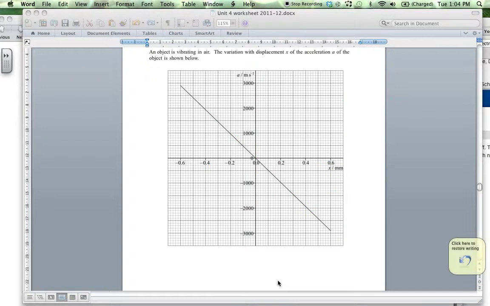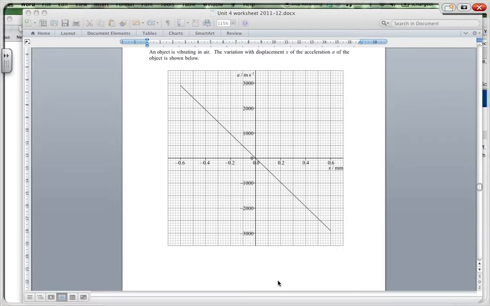Now, the next part, it says there, use the data from the graph to show that the frequency of oscillation is 350 Hertz. Now, you're going to need to think of two different formulas here. Firstly, as we discussed already, a is equal to minus omega squared x. So from this graph, what can we get? Well, because this is a proportion graph, we can get our slope. The slope of this graph is going to equal our omega squared, and then from omega is equal to 2 pi f, we will be able to work out our frequency.